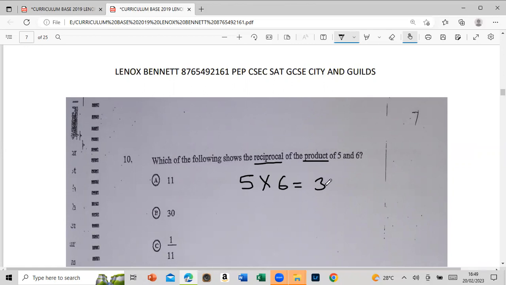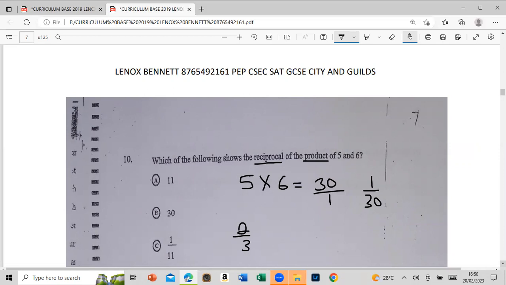Now reciprocal means to flip it. So we're going to flip 30 over 1, so that is equal to 1 over 30. So the reciprocal of 30 over 1 is 1 over 30. What would be the reciprocal of 2 over 3? Somebody type that in the comment section. Let's see if you guys are getting it. Everybody enter the comment section to see what the others have typed in.